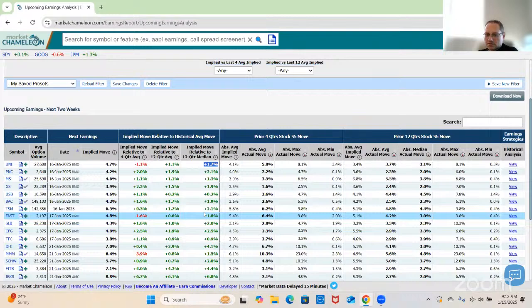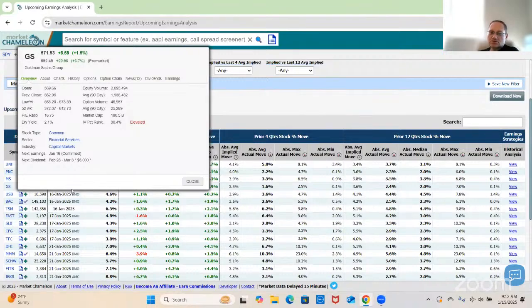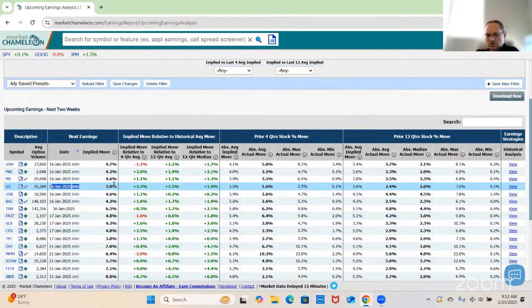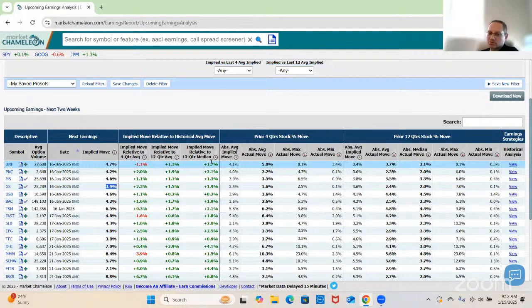Let's see the next one, or here's one, Goldman Sachs is coming up, right? So Goldman Sachs just reported. So this is today before the market opens, right? So these are today's. If we click on this, we could see here Goldman Sachs right now in the pre-market is trading up 3.7%. So let's close that. The straddle itself was pricing in a 3.9% move up or down. So that's close to where we're trading right now in the pre-market.